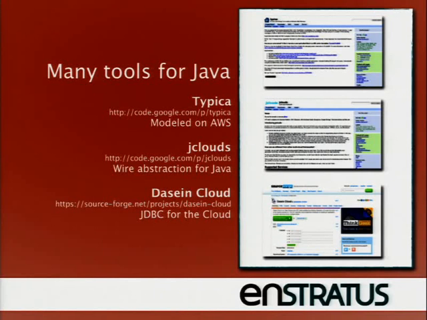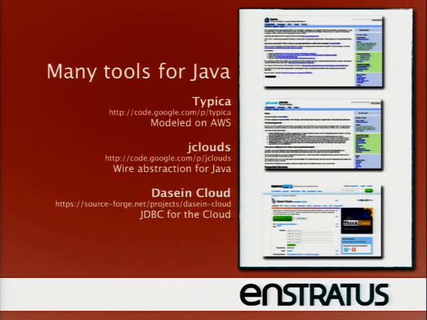JClouds, I don't know whether Adrian would describe it this way, but I call it a wire abstraction for Java. So it's a layer above that, and that enables you to write cross-cloud Java applications. But I would say it's not really so much a write once, run against any cloud type library. It makes it easy. What I mean by wire abstraction is it makes it so that you don't have to worry about the idiosyncrasies of how you connect to each cloud, whether it's SOAP, REST, XML, JSON, whatever.